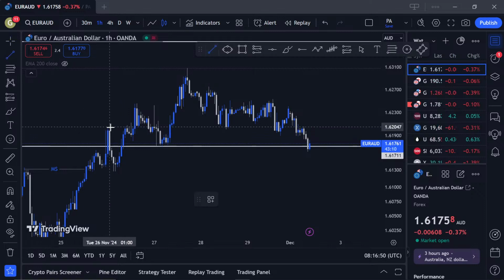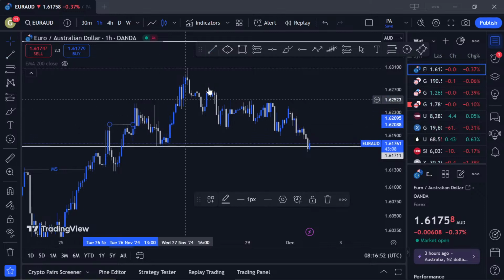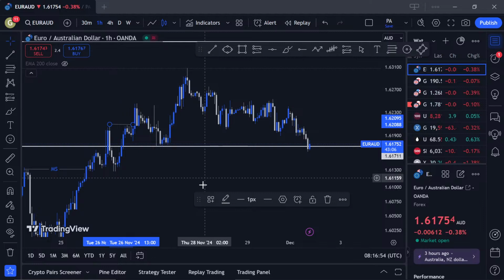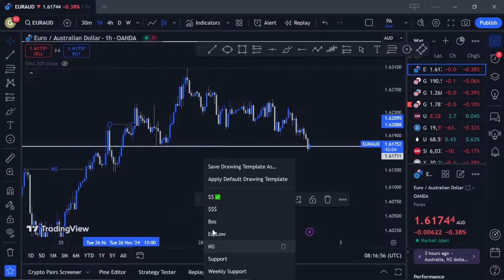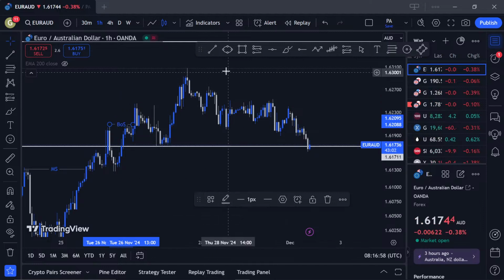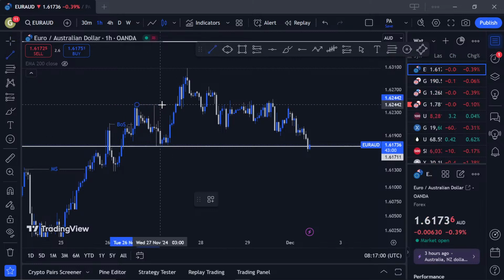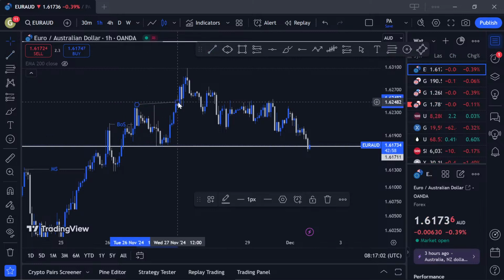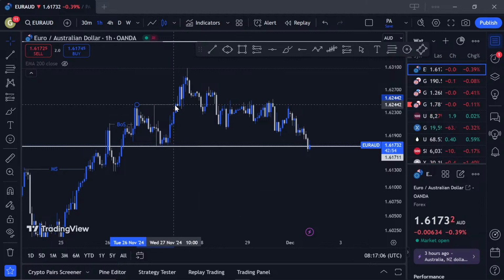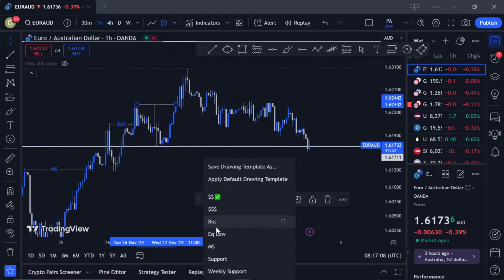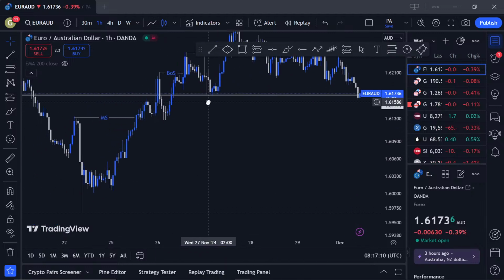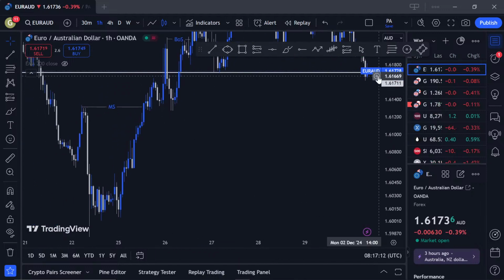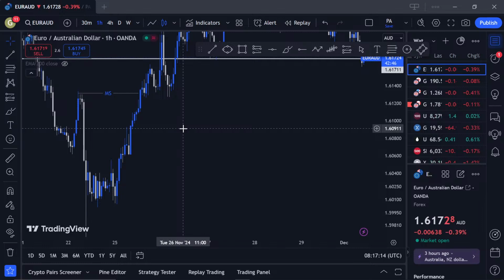We also have a break of structure right here. Here we have a break of structure. Here we have another break of structure. Now we have these two levels, all these breaks of structure. So now the next thing is to actually identify our supply and demand levels.